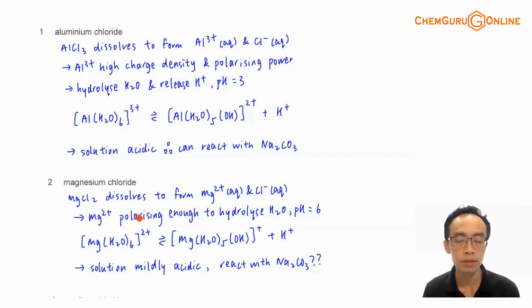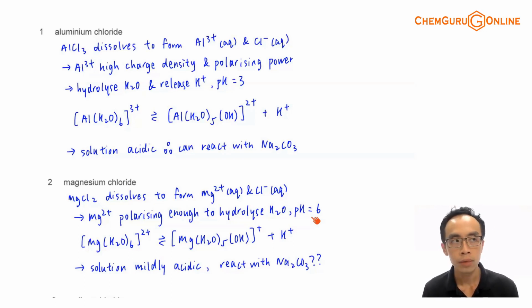Therefore, involving magnesium chloride aqueous, we will expect pH equals to 6. The solution is still acidic, but it doesn't dissociate to give so much H+. We will expect it to be mildly or slightly acidic, pH equals to 6.